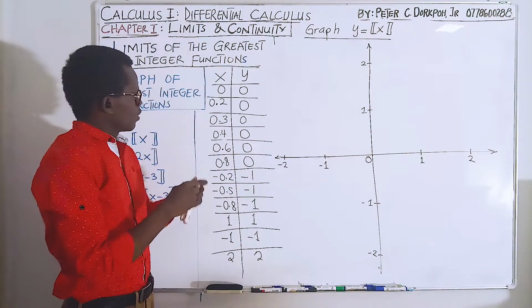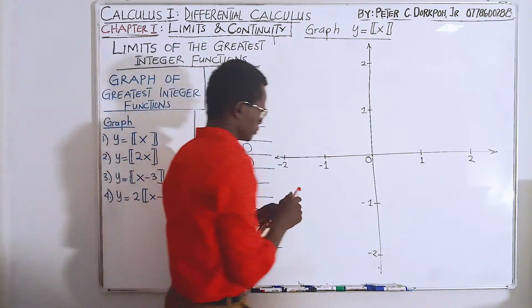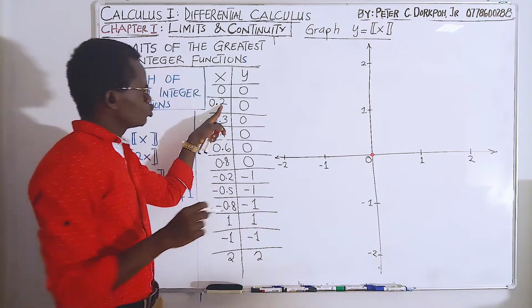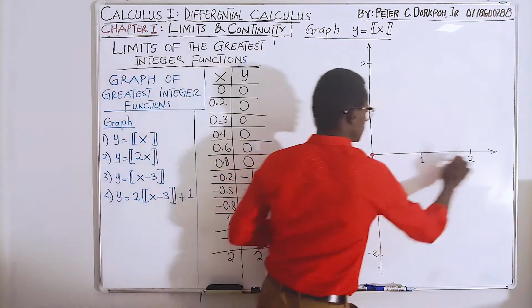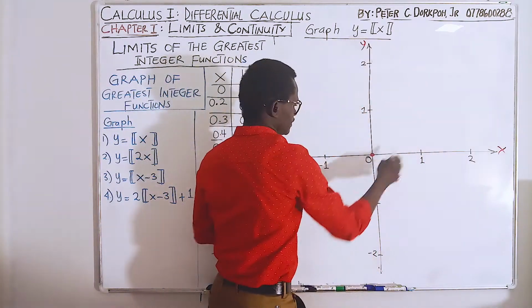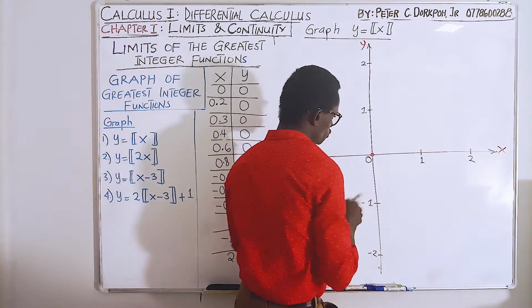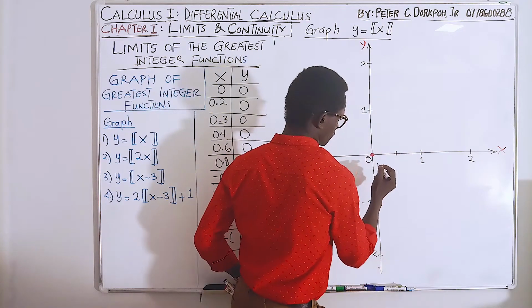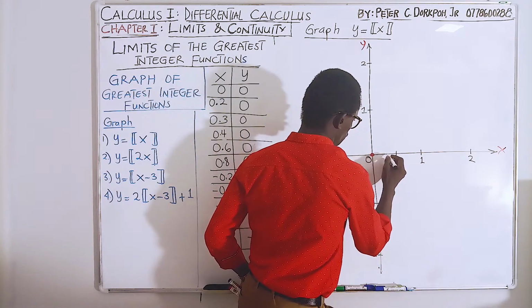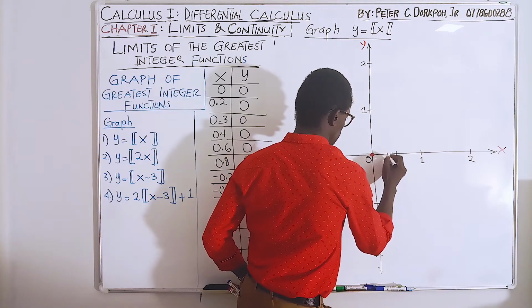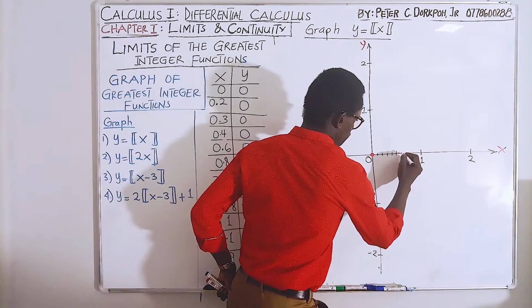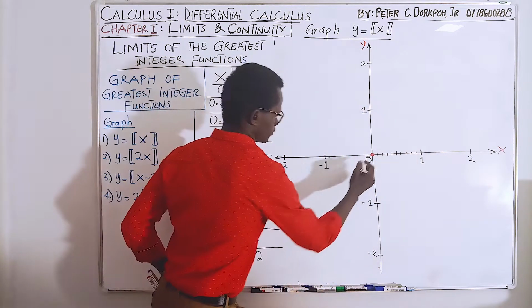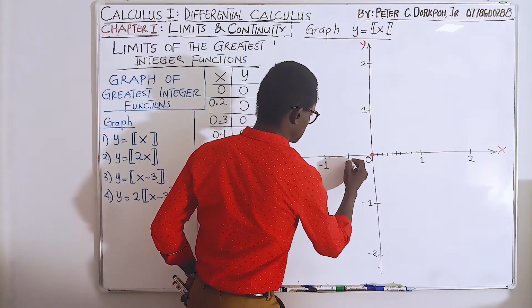Now let's graph. When x is 0, y is 0, right? Where is the origin? When x is 0.2, this is x, this is y, so we look for 0.2 on the x axis. Exactly between here is 0.5. So 0.1, 2, 3, 4, 5. So 6, 7, 8, 9, just like that. Between here also is 0.5.